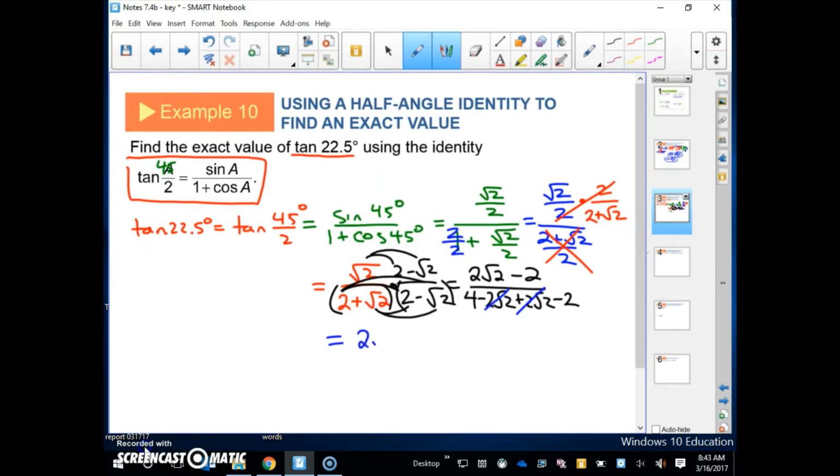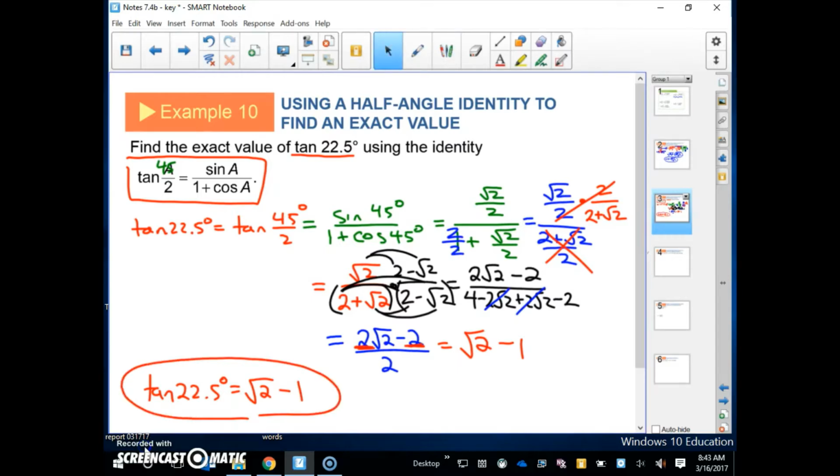I'm looking at 2 square root of 2 minus 2 all over 2, which can be cleaned up even more because both terms in the numerator are divisible by 2. So basically, you divide both those terms by 2, and you're going to get the square root of 2 minus 1. Square root of 2 minus 1. So there's your answer. There you have it. Tangent 22.5 degrees equals the square root of 2 minus 1.